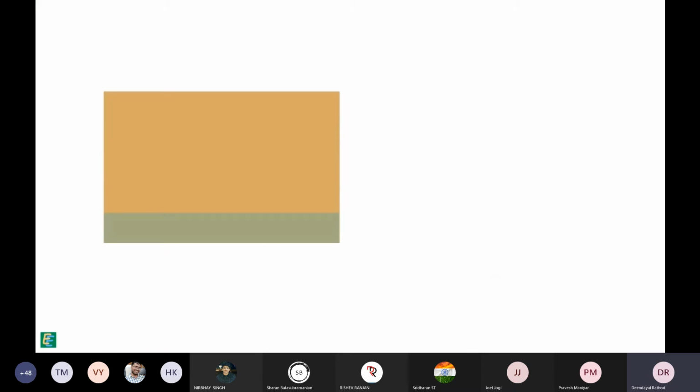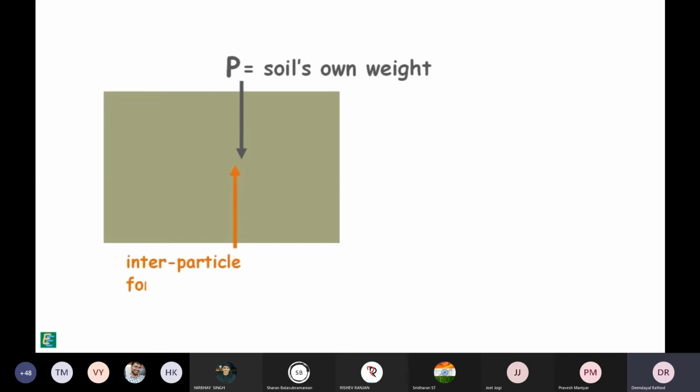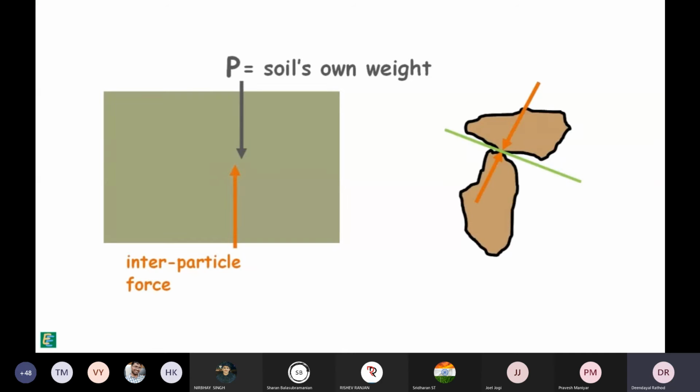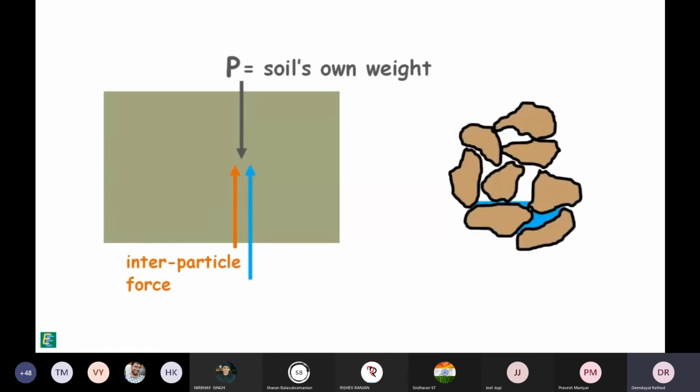Let us consider a soil mass which is fully saturated. Imagine this soil experienced the force capital P at some point in soil because of its own weight. This force is resisted partly by the interparticle forces at the point of contact and partly by the force exerted by water available in pores, that is pore water pressure force.